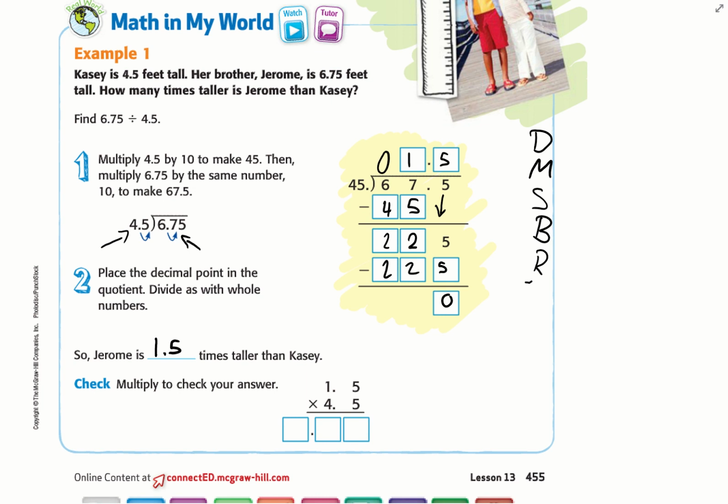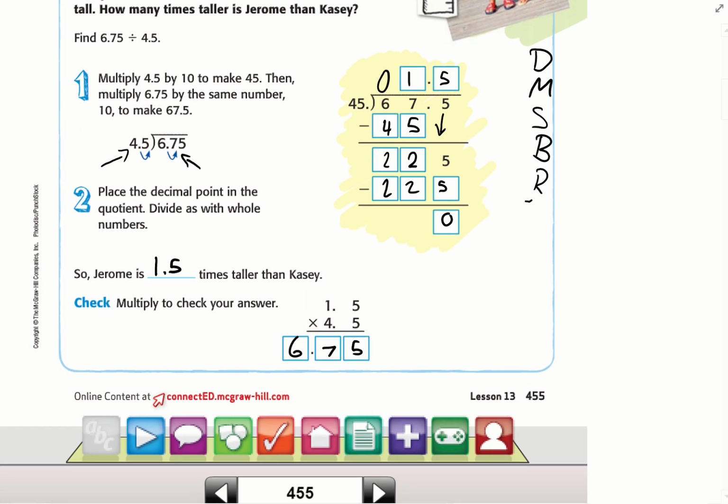So if we check our work, we should get 6.75. So all we did today was change our divisor to a whole number, and we did the same motion with the divisor to our dividend.